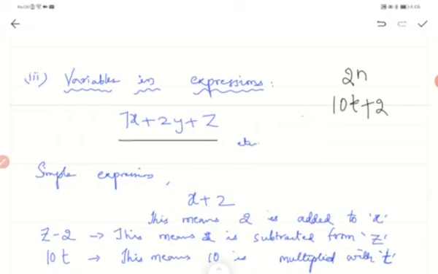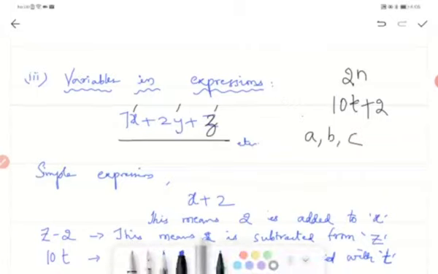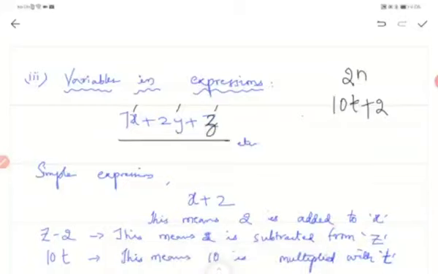Okay, so you have this expression 7x plus 2y plus z. In this you have three variables x, y and z. And remember one thing, the variables you will use will be in lower case. a, b, c, you don't use capital A, capital B like this. So generally you will use lower case letters. So what is an expression? This kind of thing in which you are using some variable, that type we call an expression.